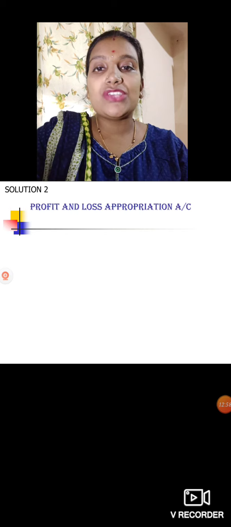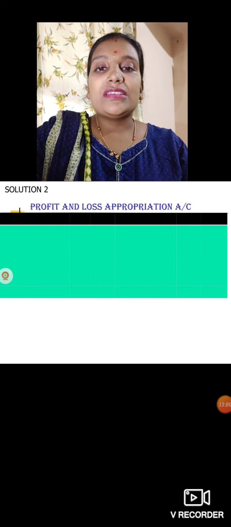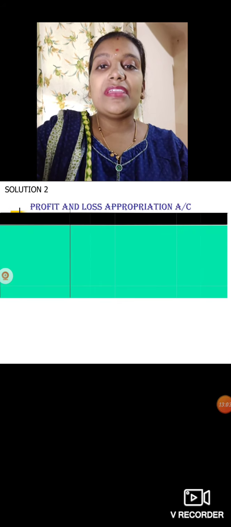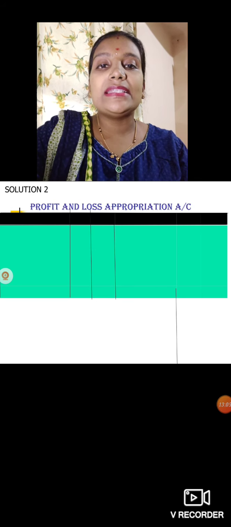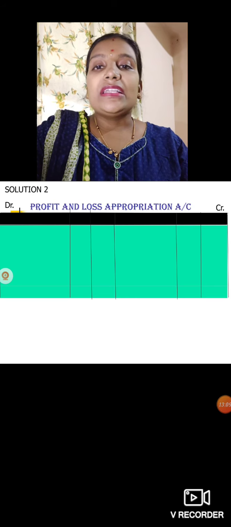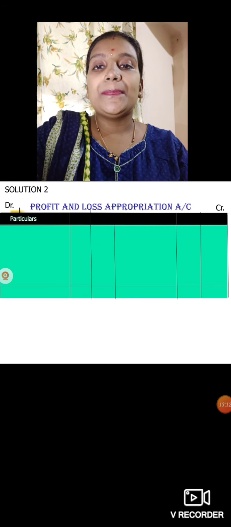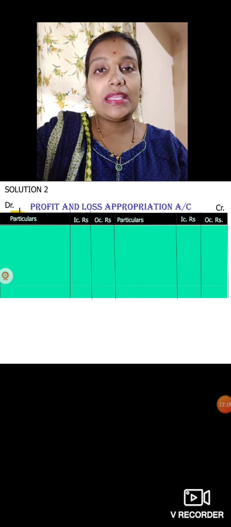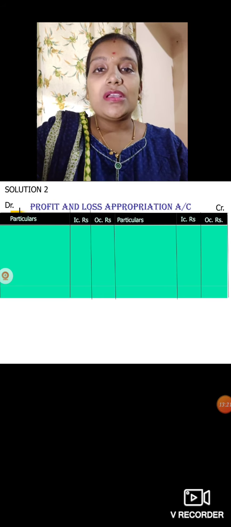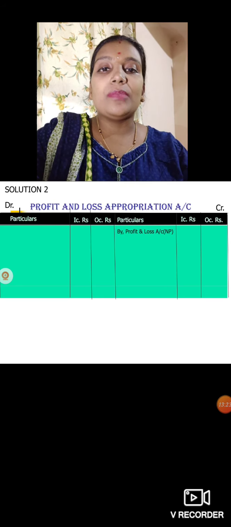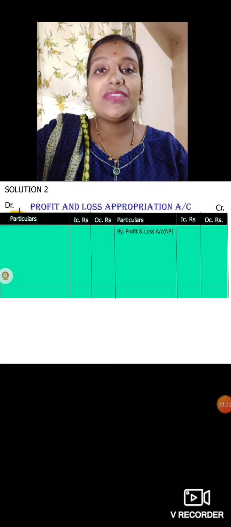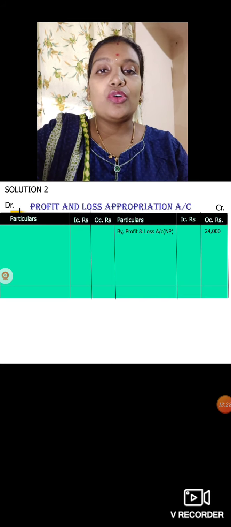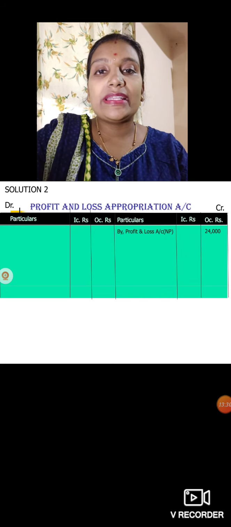Profit and loss appropriation account format. Debit side we have 3 columns and credit side again 3 columns. Particulars, debit and credit you should write on both sides. Particulars, IC rupees and OC rupees. Again particulars, IC rupees and OC rupees. Inner column and outer column it is. So first we should write profit as usual. By profit and loss account, net profit how much we are having, it is 24,000. That we are going to record on the credit side.